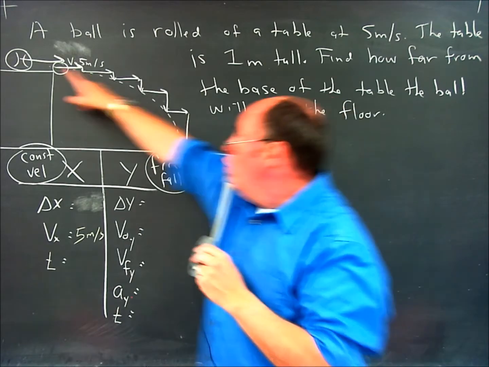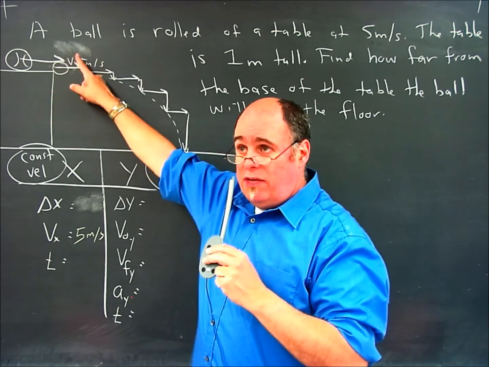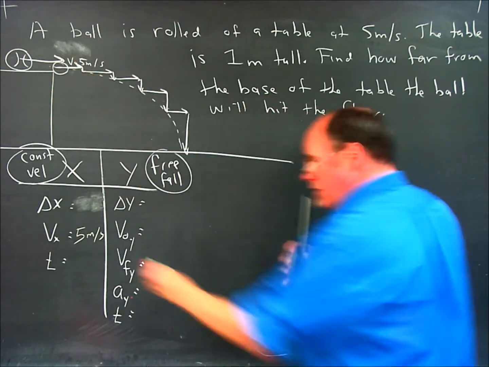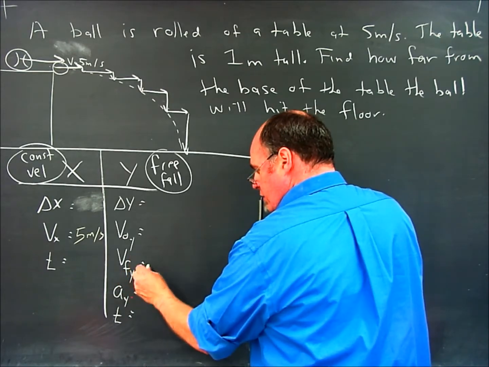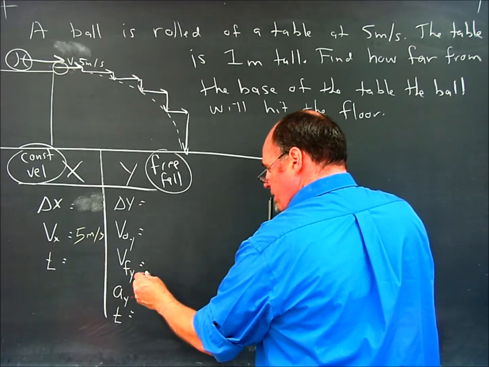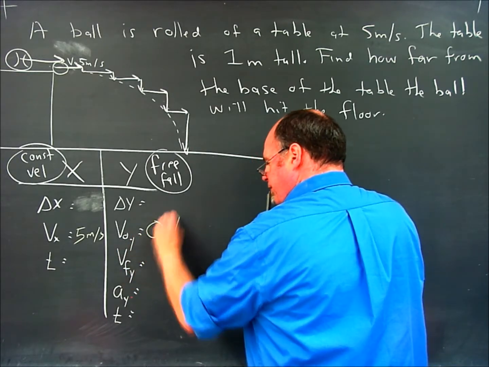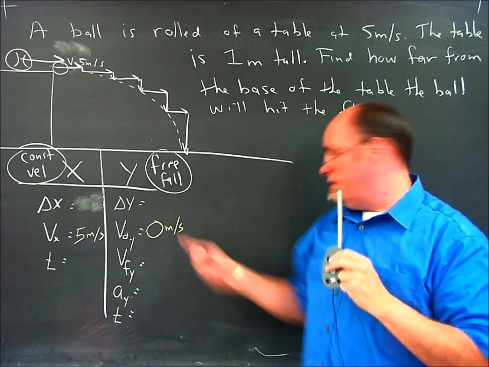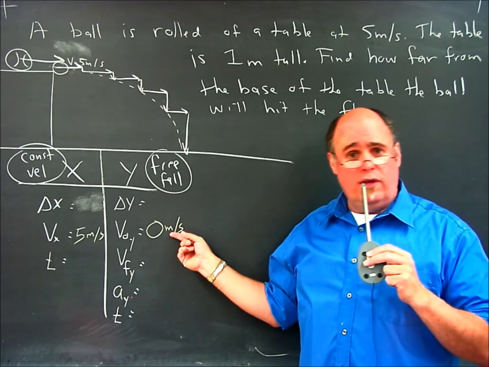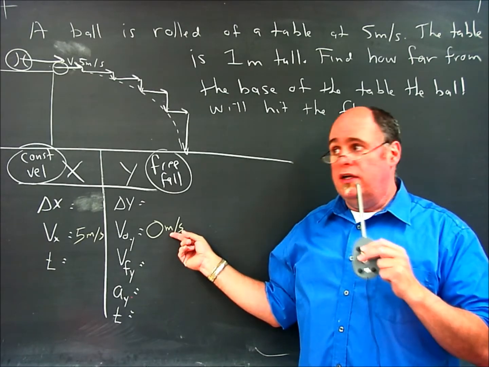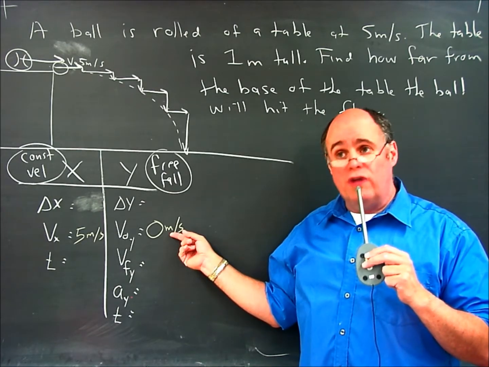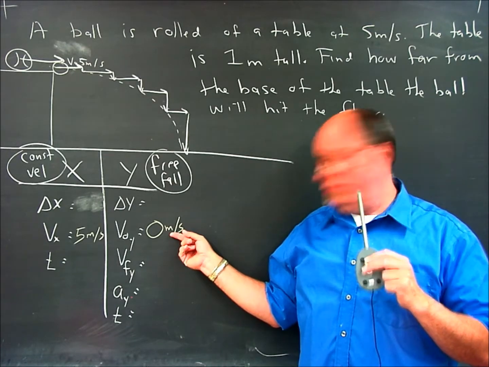Now, if it's only going horizontally when it's rolled off the table, then it's not moving vertically. So that means the initial velocity in the y direction will be 0. See, this is the most tricky part right here. If you have a ball that's rolled horizontally, all of its speed is going in the horizontal direction. None of it's going in the vertical. So this piece here is 0.